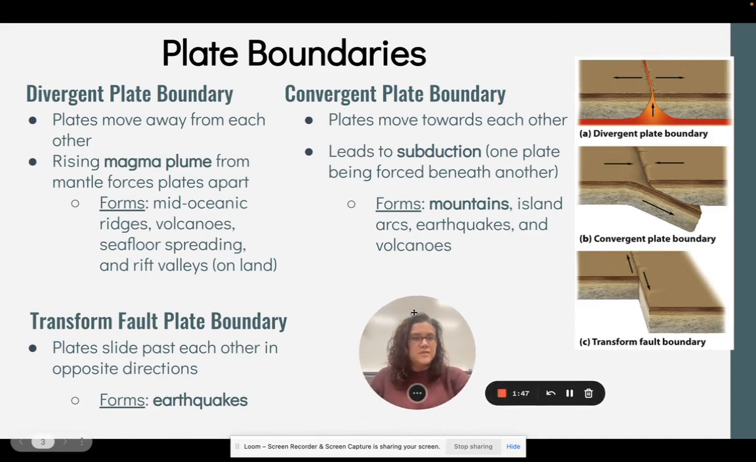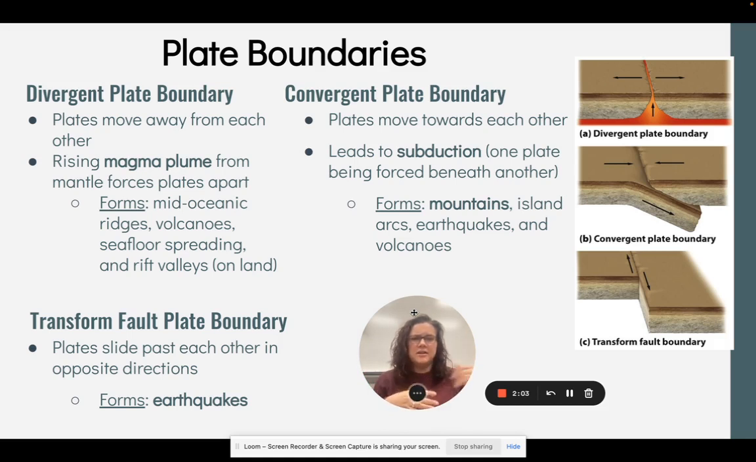So if we look at the lithosphere, we look at the plates, those big tectonic plates that are there, we have three major types. We've got divergent plates, convergent plates, and transform fault plate boundaries. Okay. Divergent is what it sounds like. You've got plates moving apart from each other.